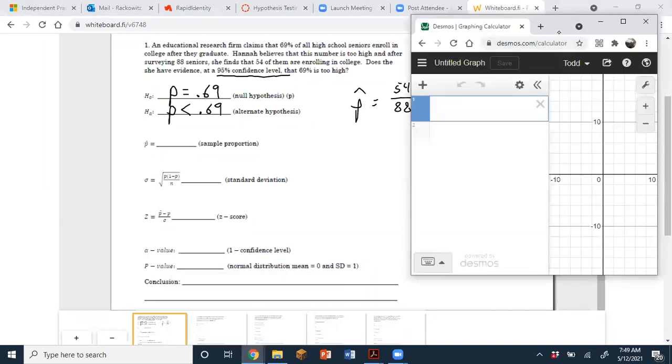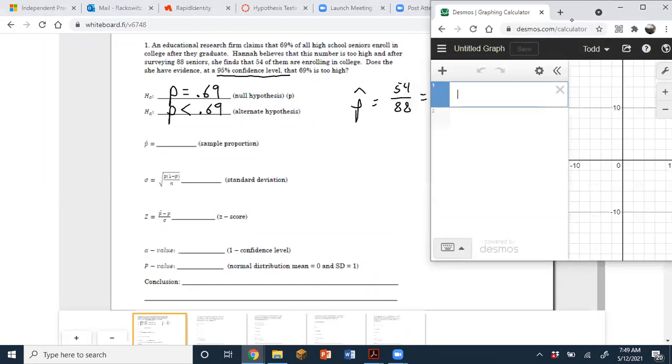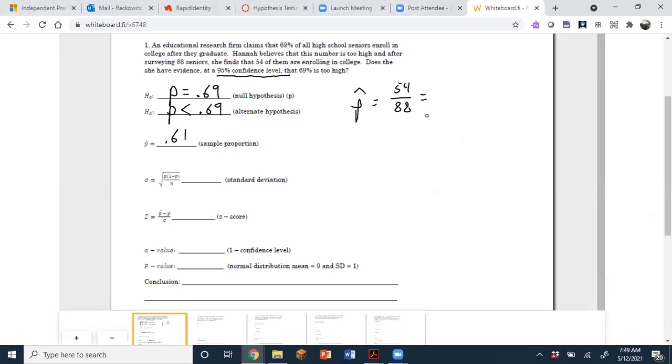That's where we can pull up the graphing calculator. 54 out of 88 is 0.61. So 0.61 is your P hat. To get the standard deviation formula, just remember that standard deviation is based on the P value, not P hat. So it'd be 0.69, 1 minus 0.69, over the number that was in the sample, 88.